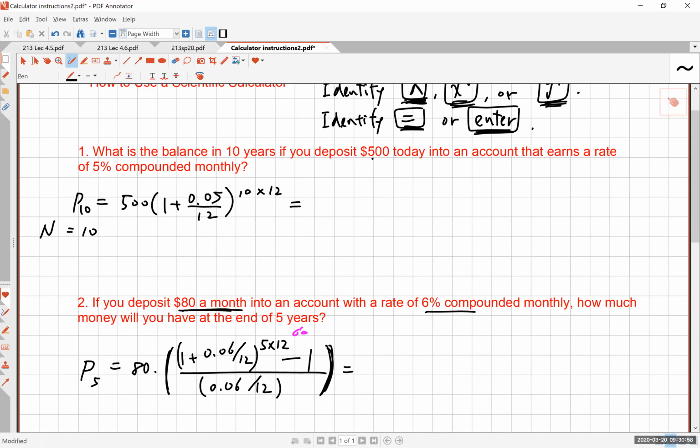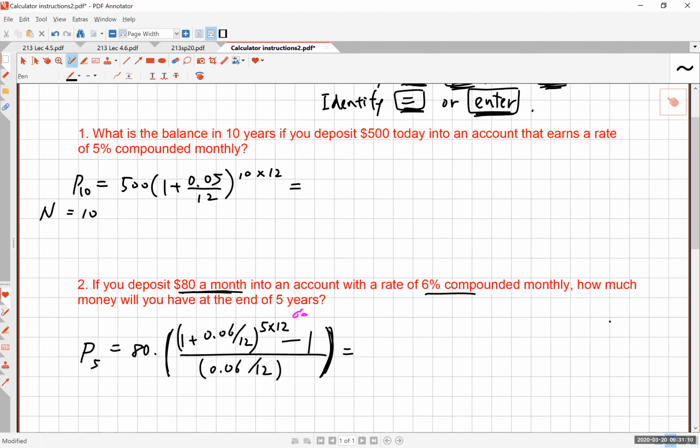By the way, this is a problem from lesson 7 with a one-time deposit, not a series of regular equal payments like the next two problems. $500 is the initial deposit, which we denote with P naught. Then you have 5%, which you write as 0.05, and that's your r. And monthly means k is equal to 12, and that's what you're seeing here.